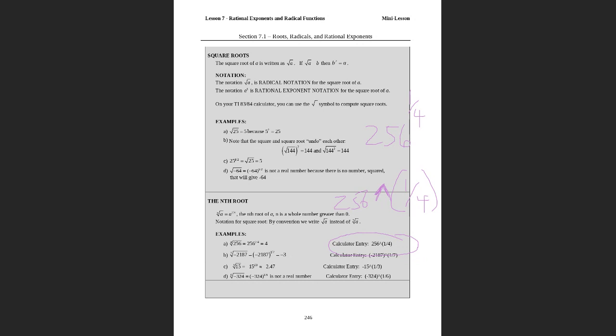Now, let's look at the next one. So if you put that in a calculator, you get 4, which means that if I have 4 times 4 times 4 times 4, this should give me 256. Okay, so the fourth root of 256 is 4. Now, what about B? Where we have the seventh root of negative 2187.